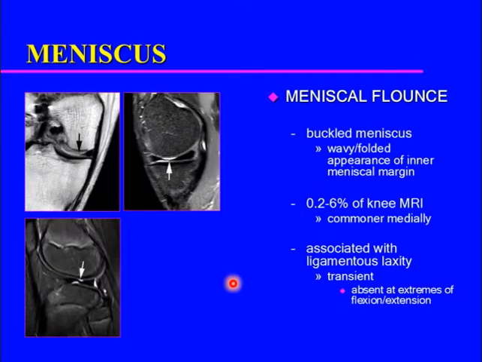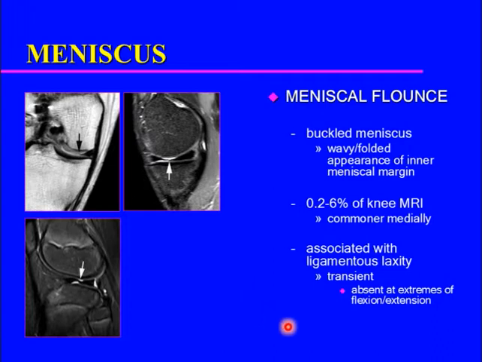Regarding the meniscus, it is very important to look for and know the anatomical variants, because the most common things we see are meniscal tear, meniscal bucket handle tear, and meniscal defect. So we should know the anatomical variants. There is something called meniscal flounce, which is a buckled meniscus, just a wavy or folded meniscus. The meniscus is just wavy. It's not straight like we normally see it.